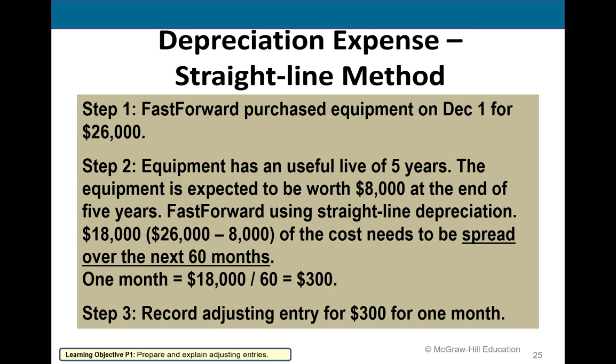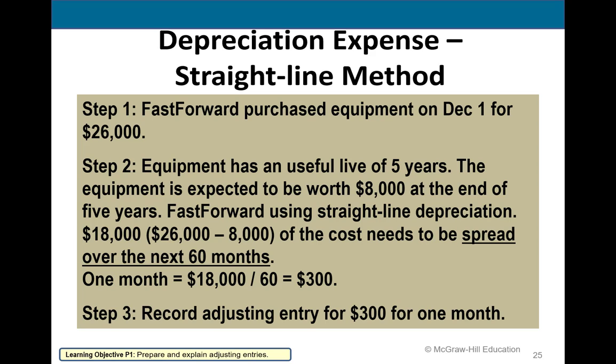The second step is to determine depreciation expense for this accounting period, 1 month, using the straight-line formula. Net cost of $18,000, that is cost minus salvage, divided by 60 months of useful life. Remember that was 5 years. There's 12 months in a year, so that comes up to 60 months. Now we figure the depreciation for the month is $300.